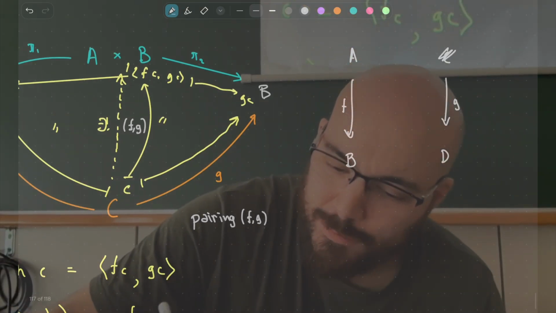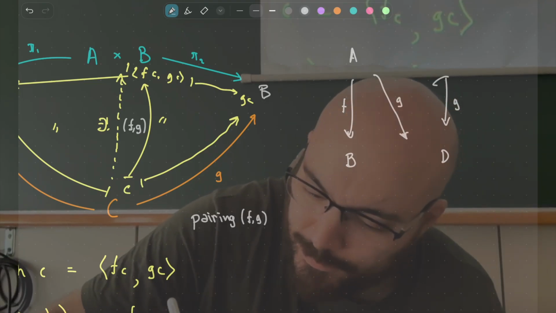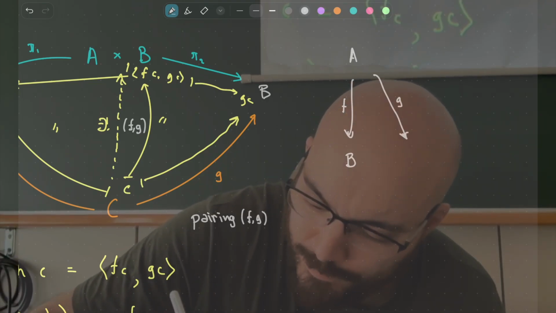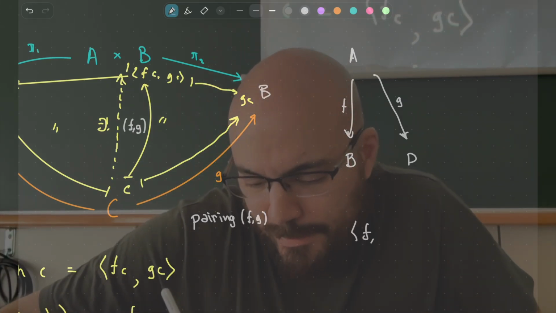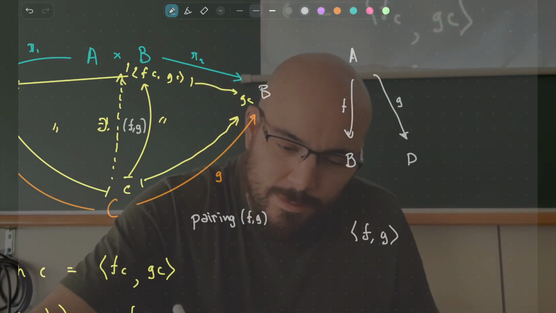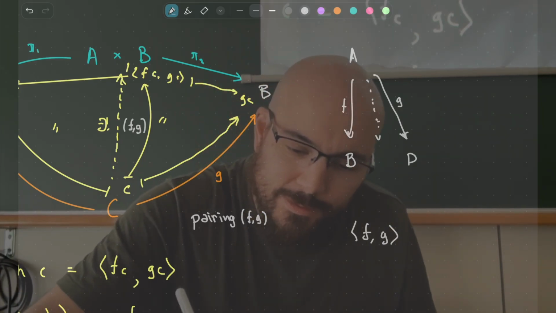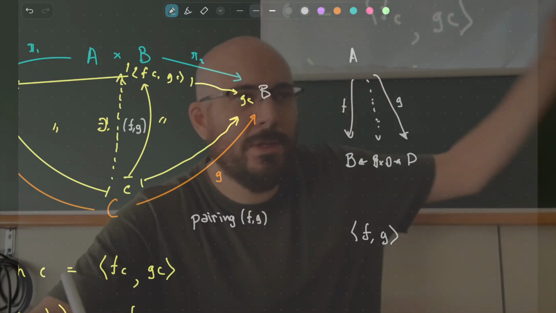And if I tell you, what about this, it's not clear technically what you mean. You could either mean the unique thing guaranteed to go to B cross D and make this thing commute, and so on, which is what I just defined.